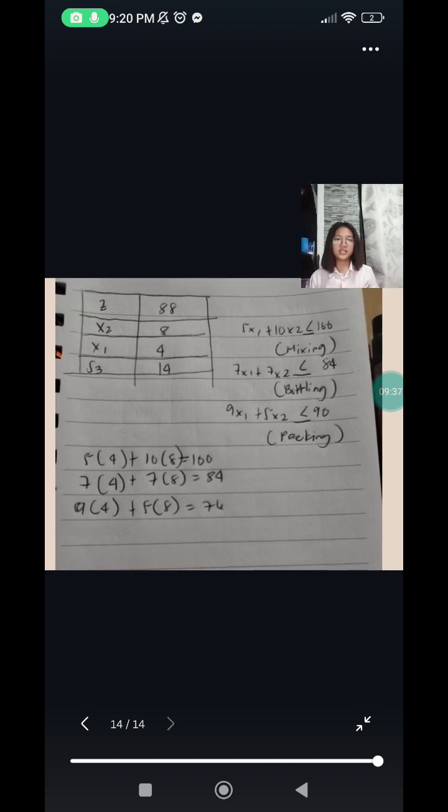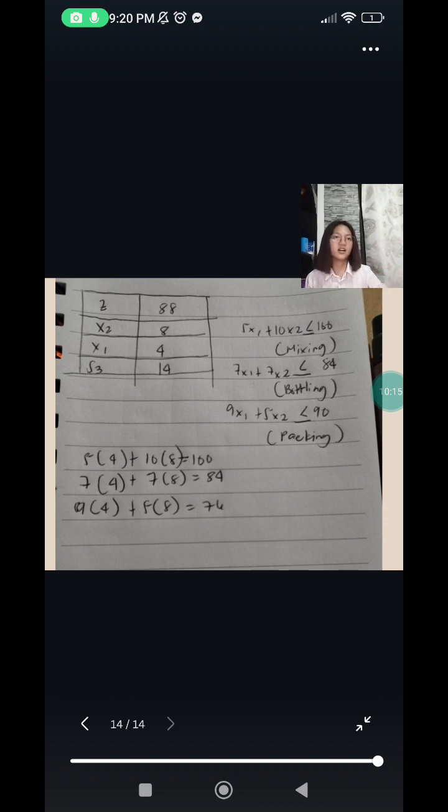So, z is 88, x sub 2 is 8, x sub 1 is 4, and our slack 3 is 14. If we substitute the numbers, it becomes 5 times 4, which is x sub 1, plus 10 times 8, is equal to 100. Then 7 times our x sub 1, which is 4, plus 7 times our x sub 2, which is 8, is equal to 84. As you can see, it's not equal.